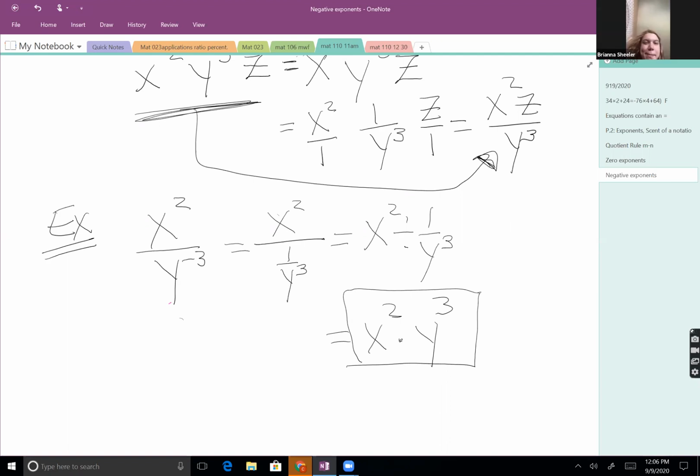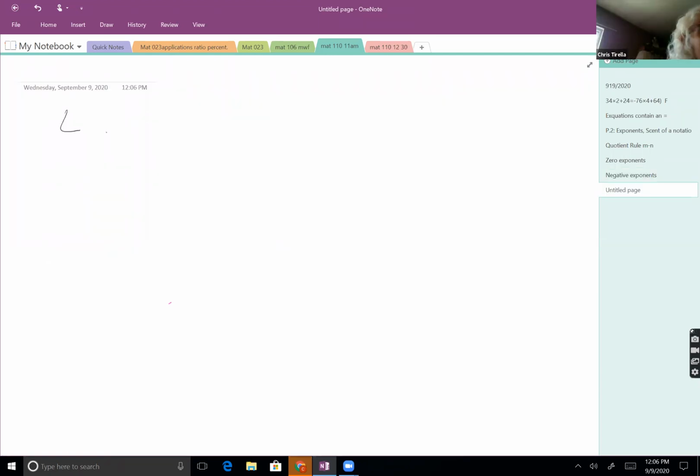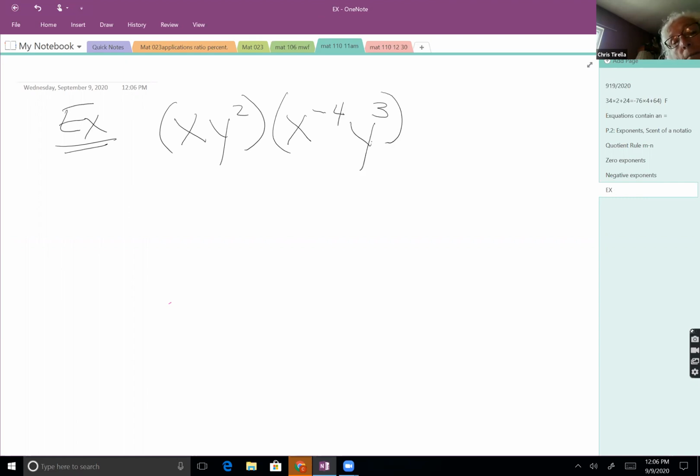Yeah, you're good. So next example, let's look at something like x y squared times x to the negative fourth y to the third. We're multiplying. So the first thing I'm going to do is use my rules for multiplication. That first x has an exponent of 1. Then we have x to the negative 4, y to the second, y to the third, regrouping.